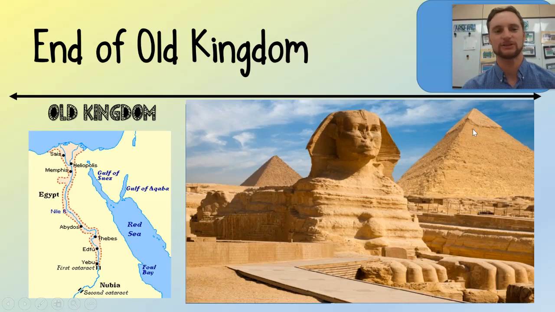So let's take a look first at Egypt's Old Kingdom. So you can see right there that this is the Old Kingdom of Egypt. This is where a lot of the things that you might be familiar with already were actually built, like the Sphinx and the Great Pyramids, which are located just outside of Cairo.